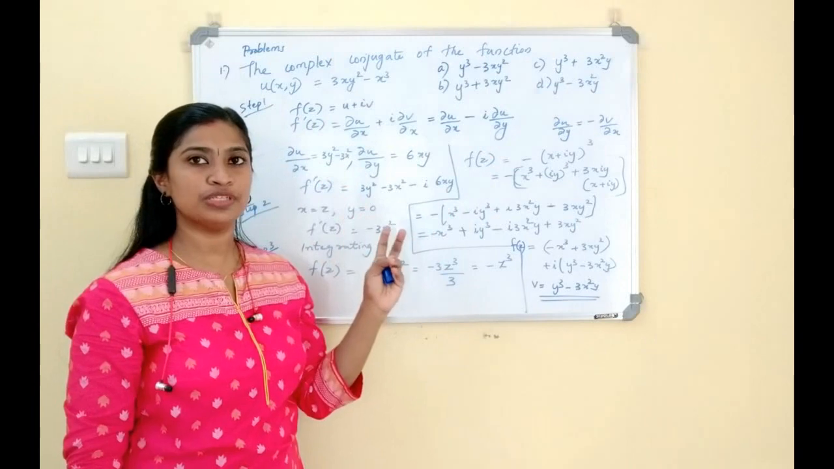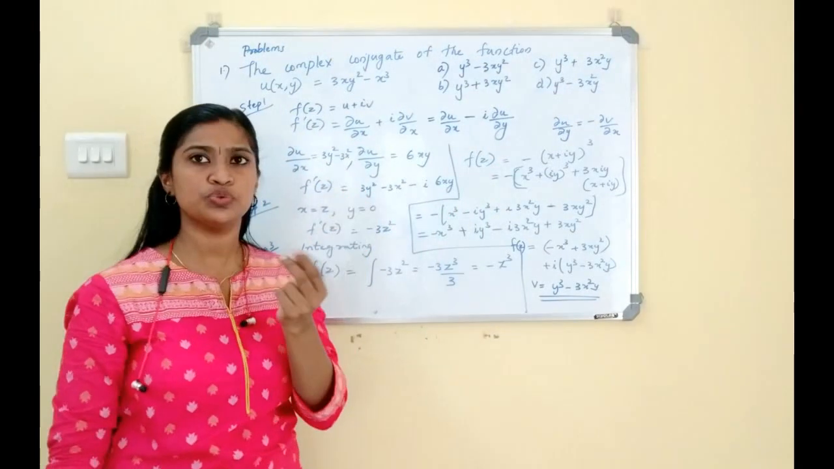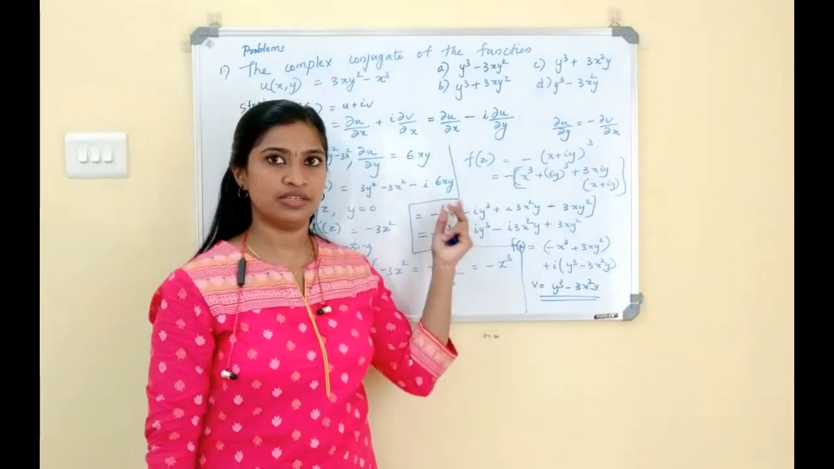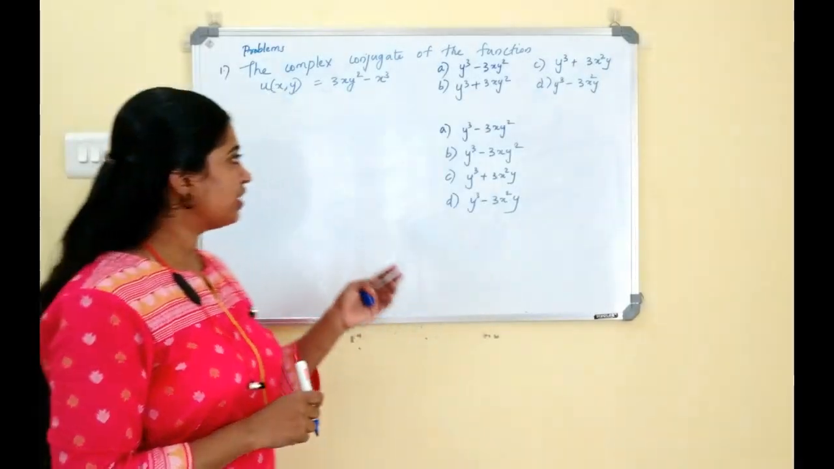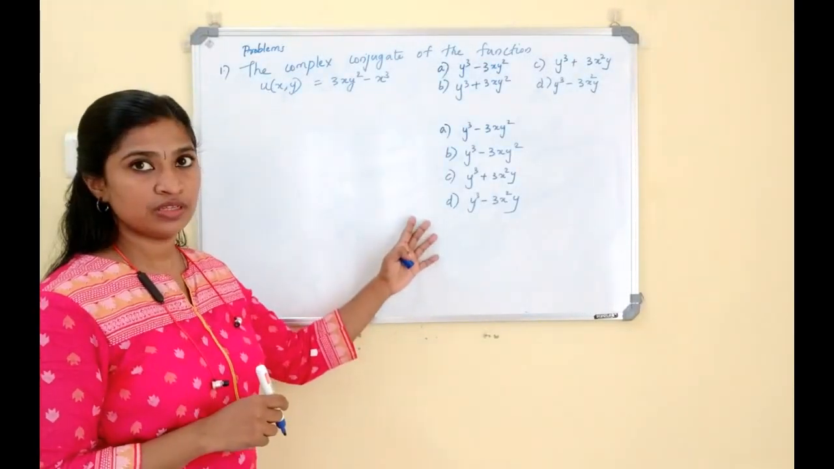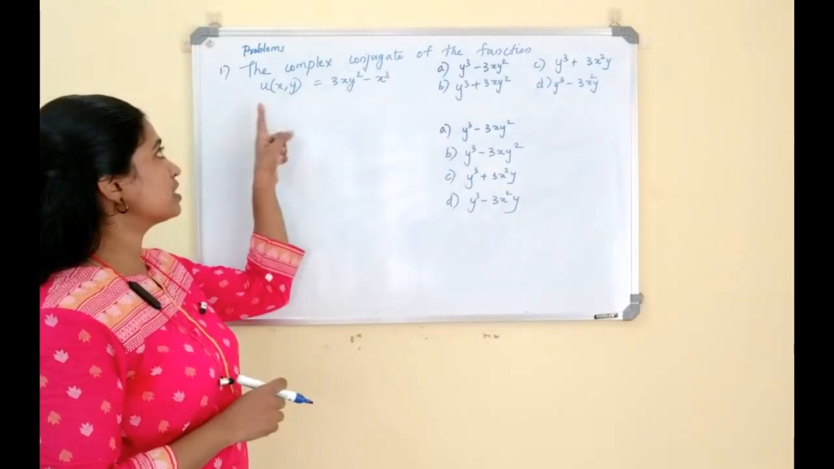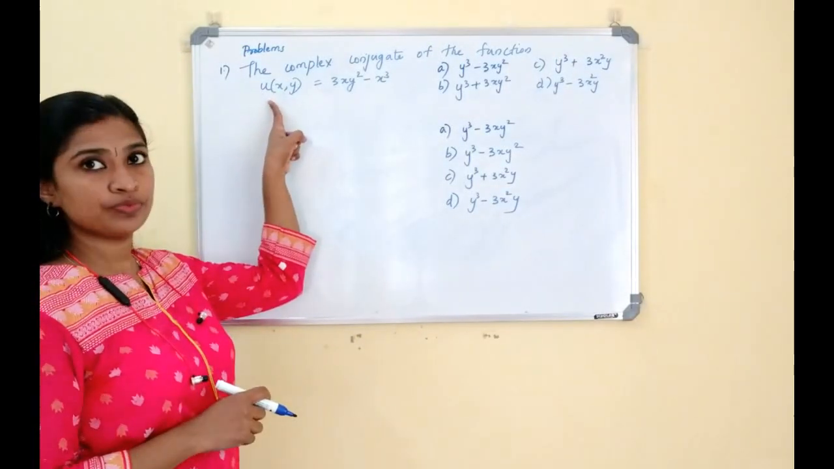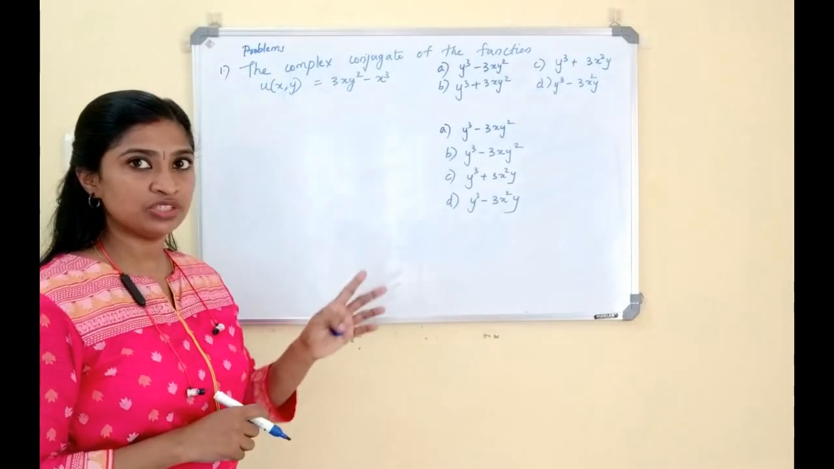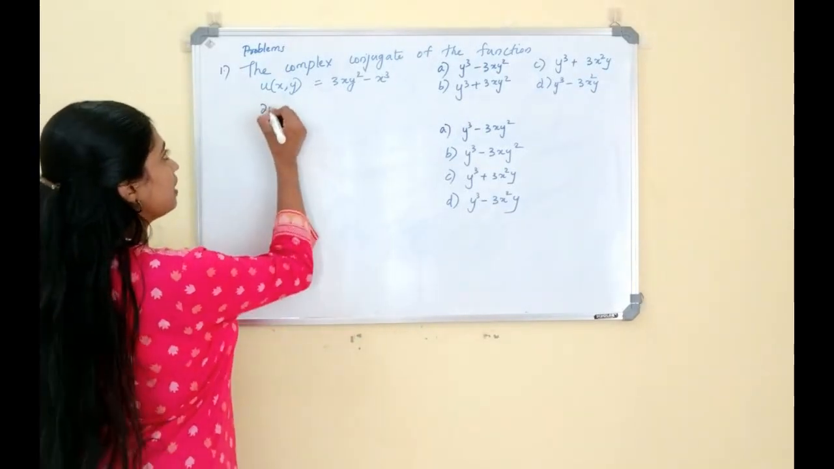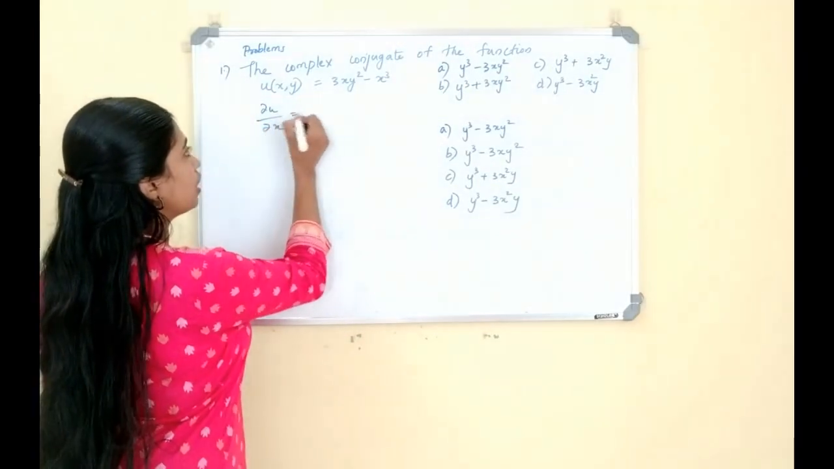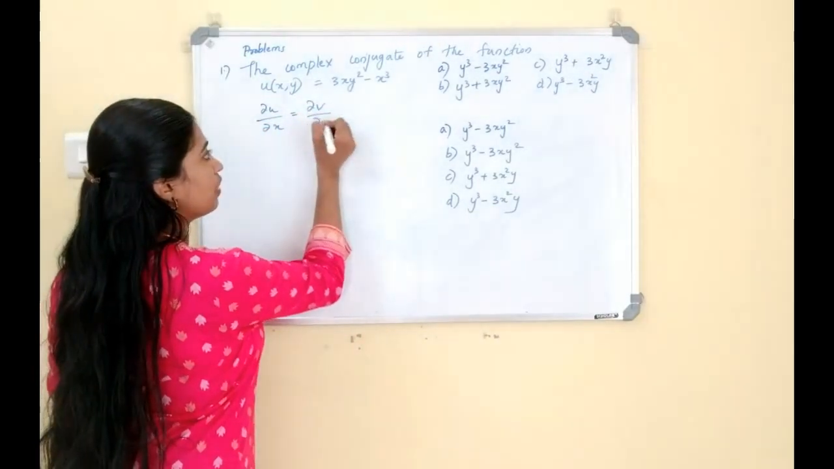There is a shortcut for this problem which gives us the result in just 2 or 3 minutes. We can refer to that too. The shortcut is that we are given 4 options, and we are asked to find the complex conjugate of u. Since the function is analytic, it satisfies the CR equation, so dou u by dou x will be equal to dou v by dou y.